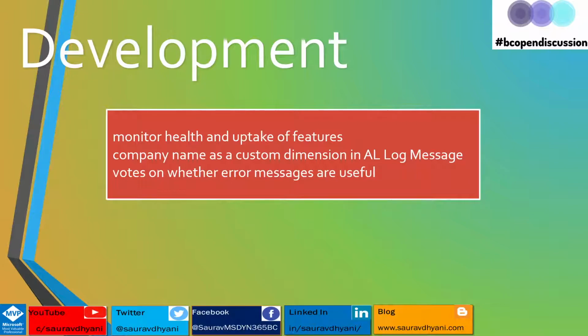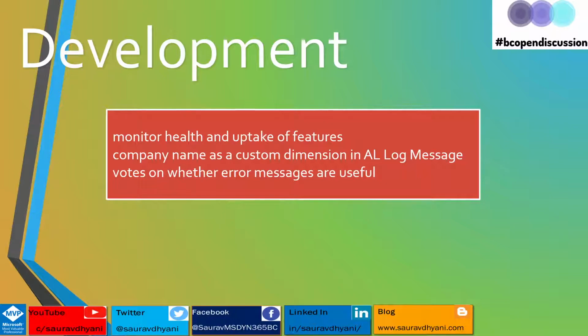So what will happen now? When an error message is shown to the user, the error dialog will show wording like, was this message useful? And based on what the user chooses, the data will be logged into telemetry. So those are the three new areas on the development side where new telemetry signals have been added.